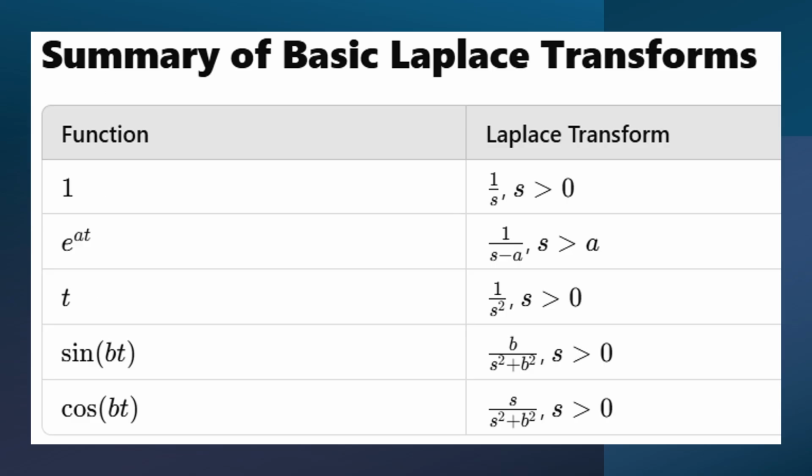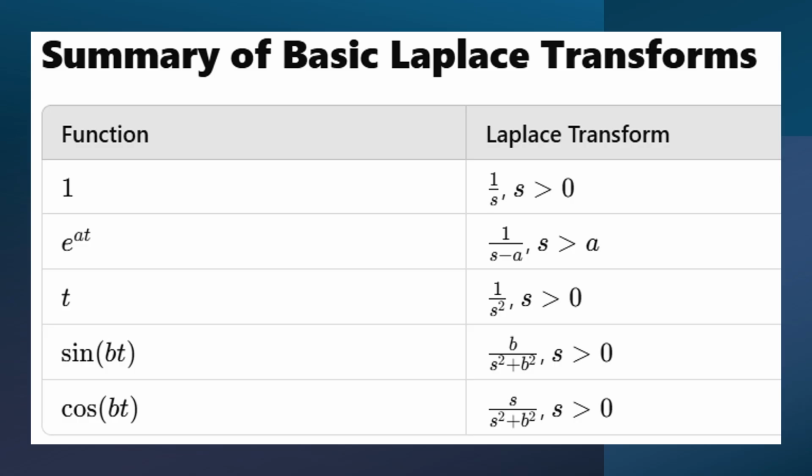So here is a summary. The Laplace transform of 1 is 1 by s, e to the power at is 1 by s minus a, t is 1 by s square, and t to the power n can be written as factorial of n divided by s to the power n plus 1. So you can use this formula as well; otherwise, you can just use this technique and find it out.